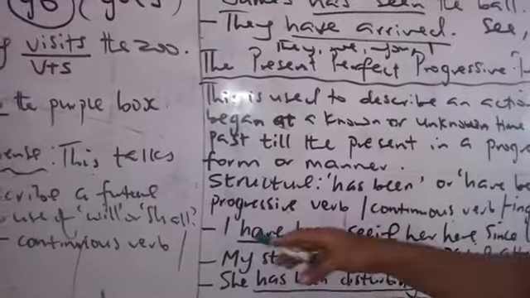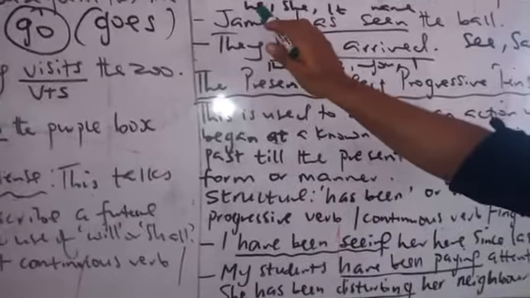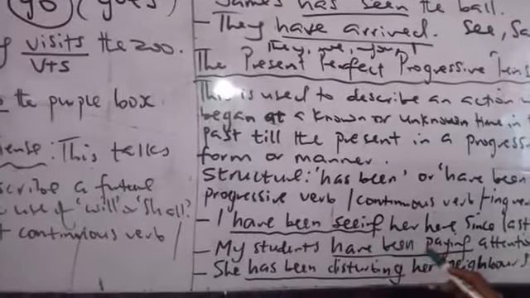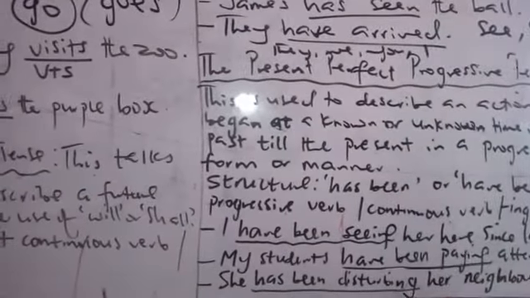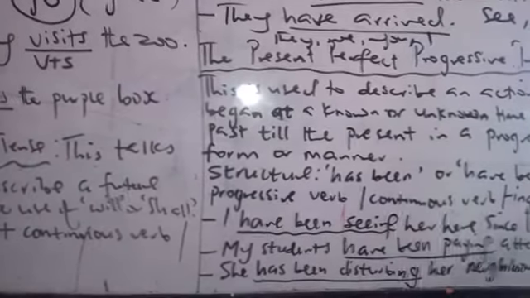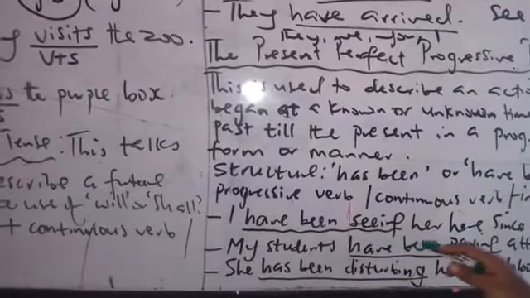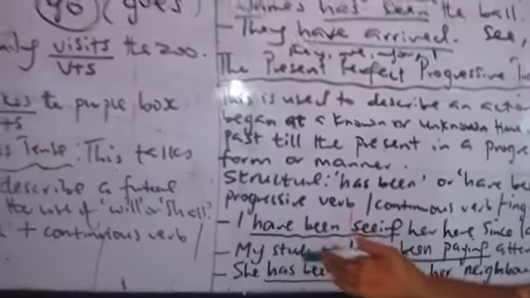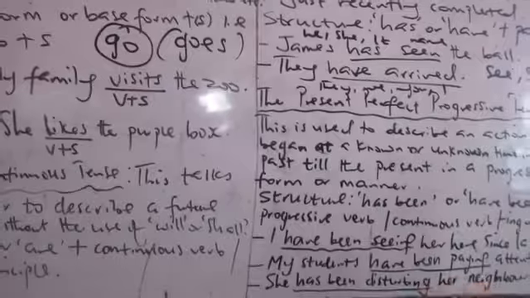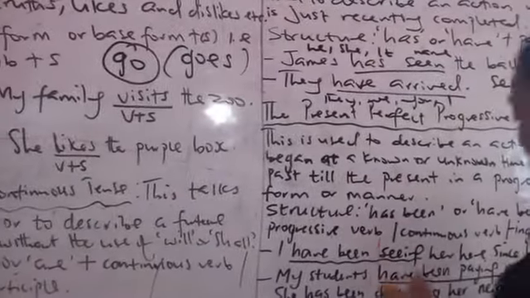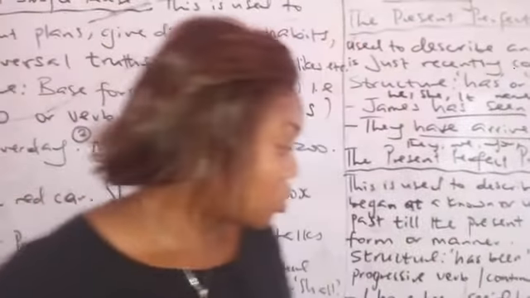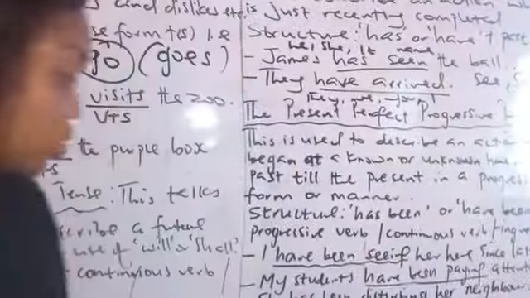Has been or have been plus the progressive verb. The rule that applies with the use of have and has still applies here. So I have been seeing her here since last week. So as at the point you are talking, maybe you are still seeing her. Okay? Another one is my students have been paying attention.